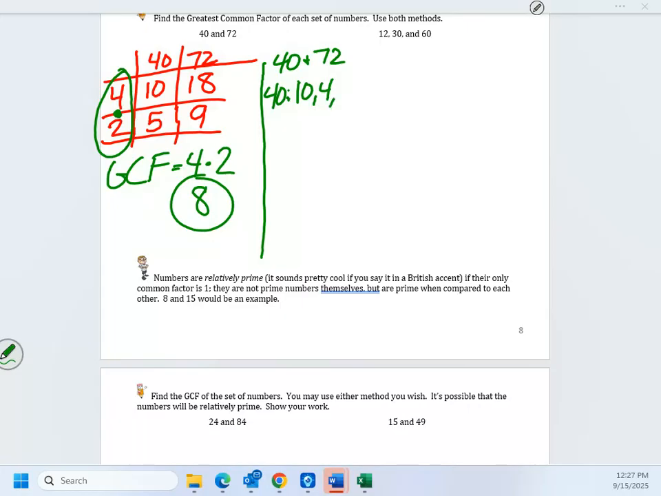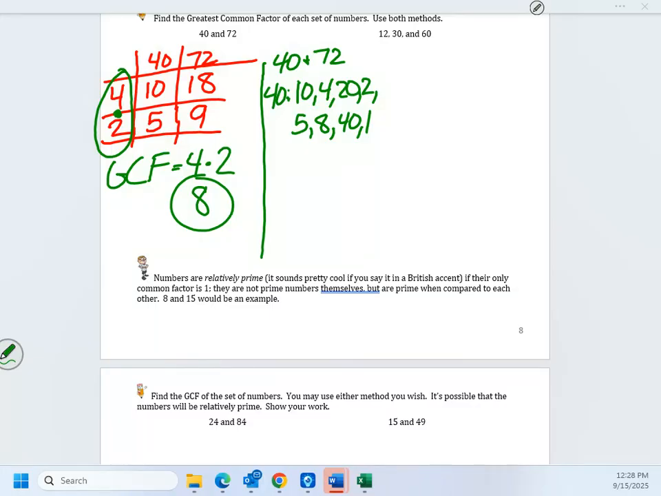What else? Ellie? 20 and 2. What else? 5 and 8. Any other factor pairs? Violet? 4 and 1. 40 and 1. Any other factor pairs? Joe? I think that's it.